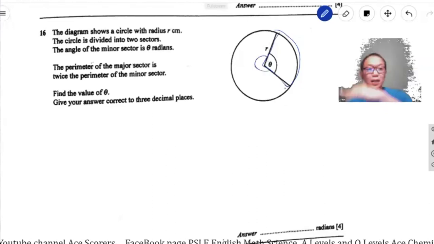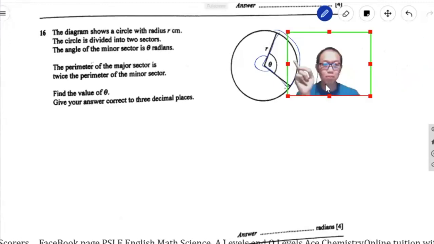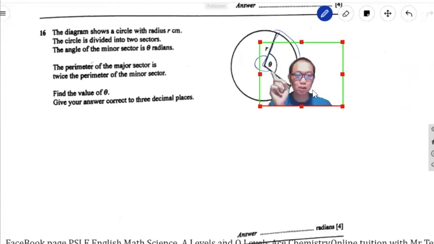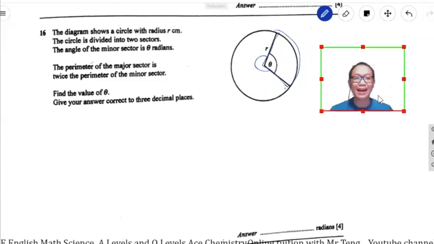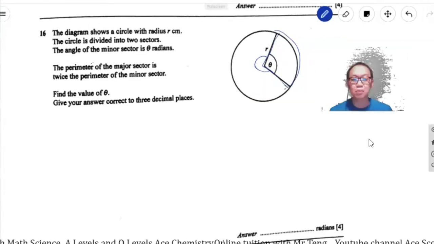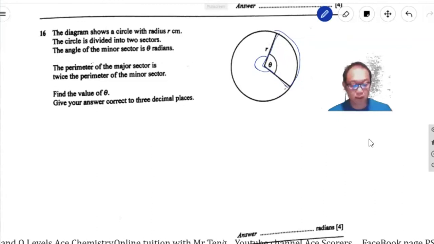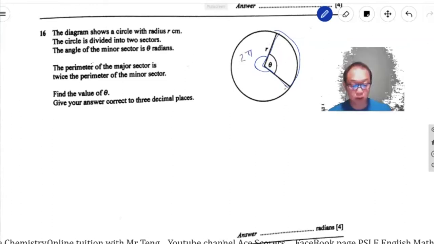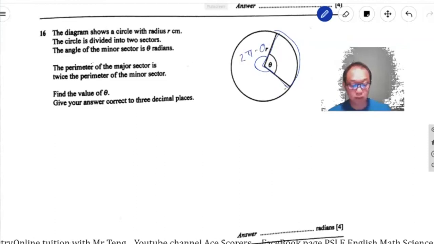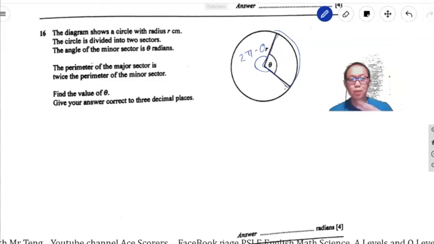Now the small one, the minor arc, is theta. What about the major arc? Can you tell me what's the angle for the major arc? It's 2 pi minus theta. Here is 2 pi minus theta. Okay, the other side, the angle, 2 pi minus theta. Why?